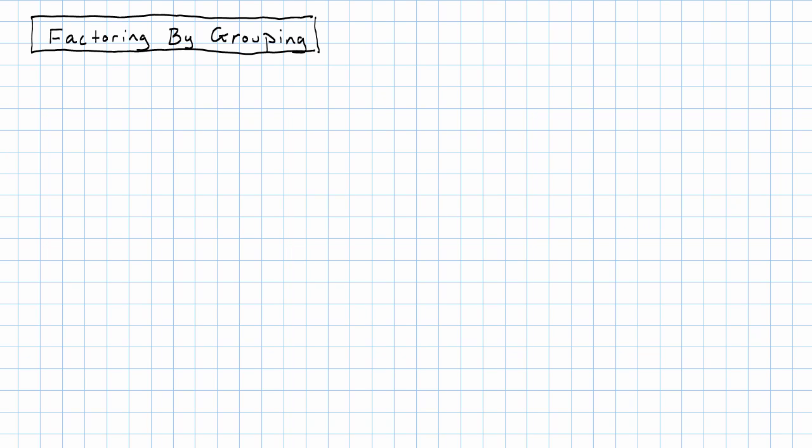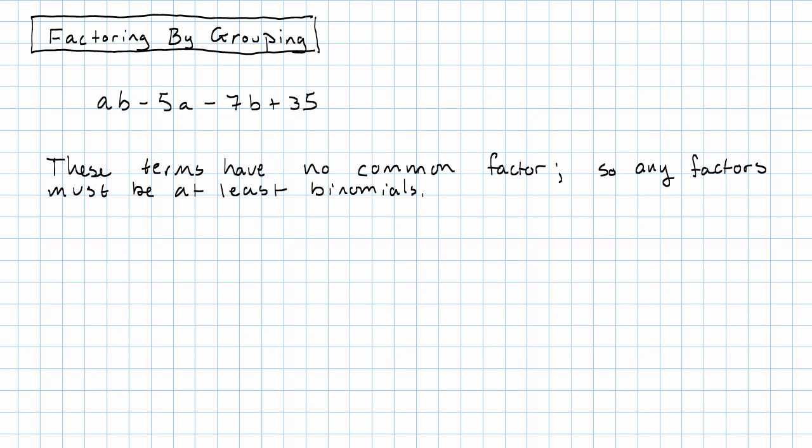What if our terms have no common monomial factor? Suppose we wanted to factor the polynomial ab minus 5a minus 7b plus 35. It's easy to see that these terms have no common monomial factor. Therefore, if this polynomial is going to have any factors, they all have to be at least binomials.